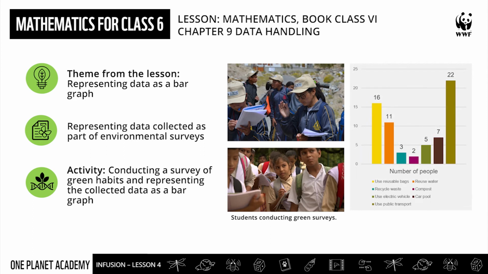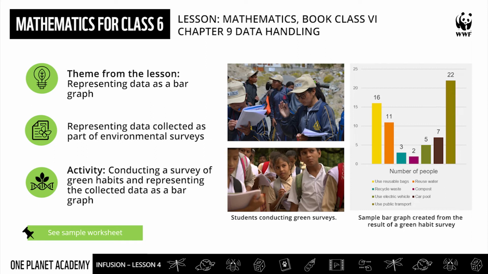Ask the students to conduct a survey amongst their classmates or families in their neighborhood on how many people follow green habits such as carpooling, reusing water, recycling, composting, and so on. Students should then represent their data in the form of a bar graph.